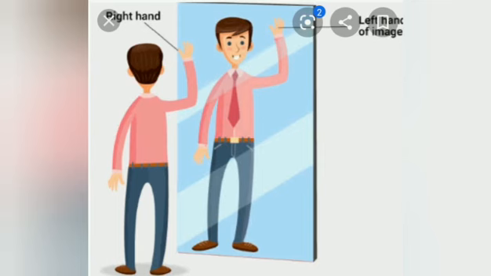Now last, the image formed by a plane mirror is laterally inverted, means if you move your right hand, your image will move its left hand.